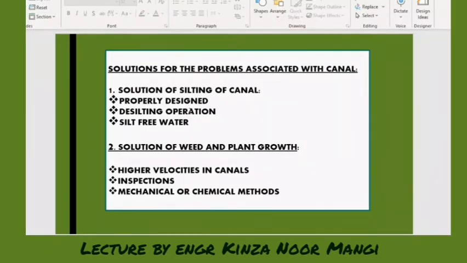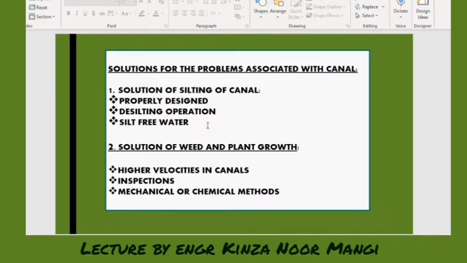Properly designed means the velocity or discharge or the flow passing through it should be kept according to the design for which it is designed. Because if we allow the water with a velocity lesser or greater than that for which it is designed, then the silting will occur. Second is the desilting operation.